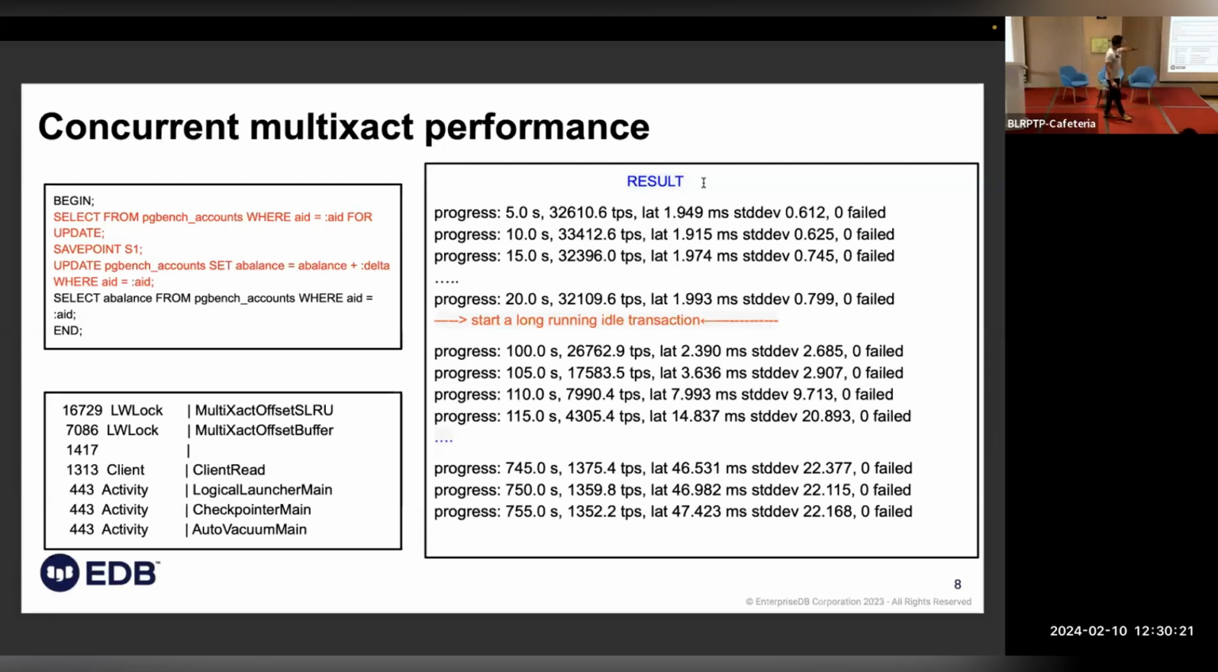And what we'll see in the wait events is MultiXactOffsetSLRU and MultiXactOffsetBuffer. Those again are two SLRU-related wait events or locks. And you see compared to CPU, the wait event count is very, very high, like just 1400 versus 16,000. So you can see your system is completely waiting on this lock instead of really working on the CPU.